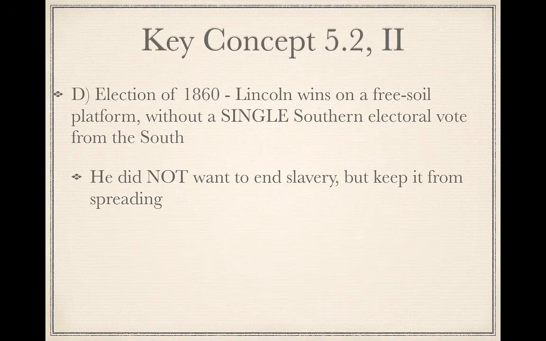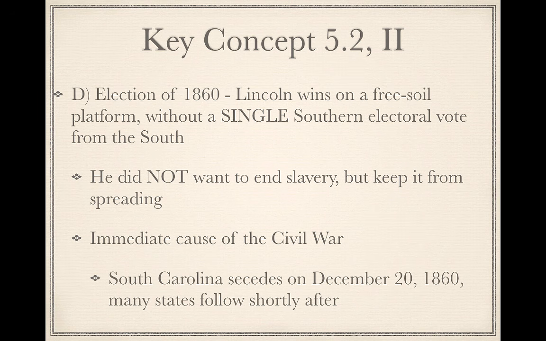He did not, I can't repeat this enough, want to end slavery but keep it from spreading. We'll see that change in the next key concept video, but for now, he does not want to end slavery. This is the immediate cause of the Civil War. If you see a question about what was the immediate cause of the Civil War, it's going to be the election of Abraham Lincoln in 1860. And South Carolina will secede on December 20th, 1860, and shortly after, many other states will follow suit.